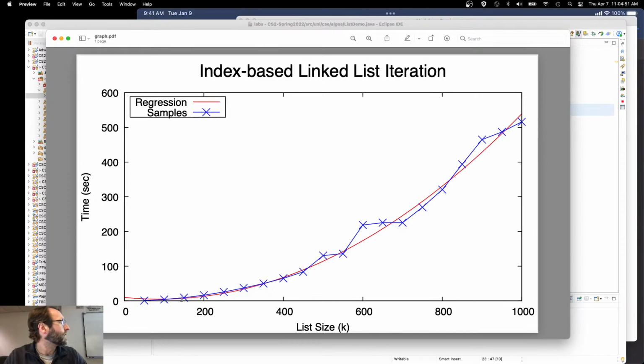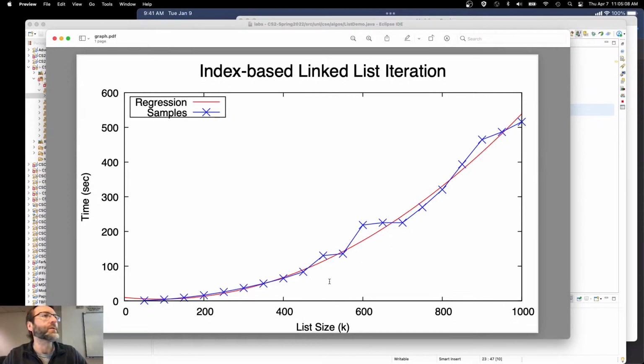And the blue tick marks here are the actual empirical results of me running this experiment over and over and over again, taking an average and stuff like that. The red right here is what's called a quadratic regression.